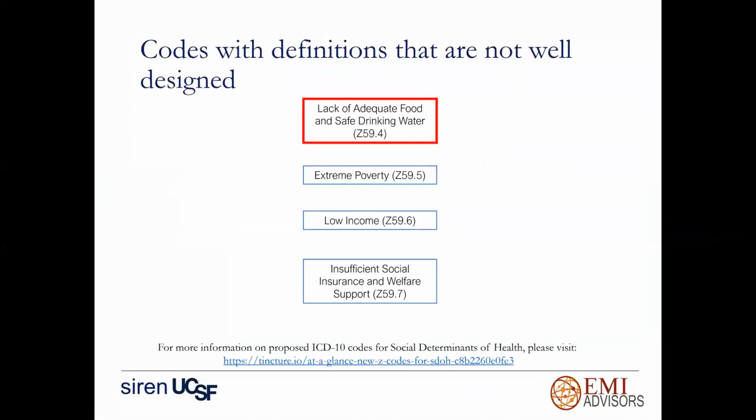Some codes have been defined in a way that makes them hard to use for capturing social determinants of health information cleanly. For example, mixing together environmental safety concepts like safe drinking water with food security concepts like lack of adequate food make a code like the one with the red box around it hard to use.